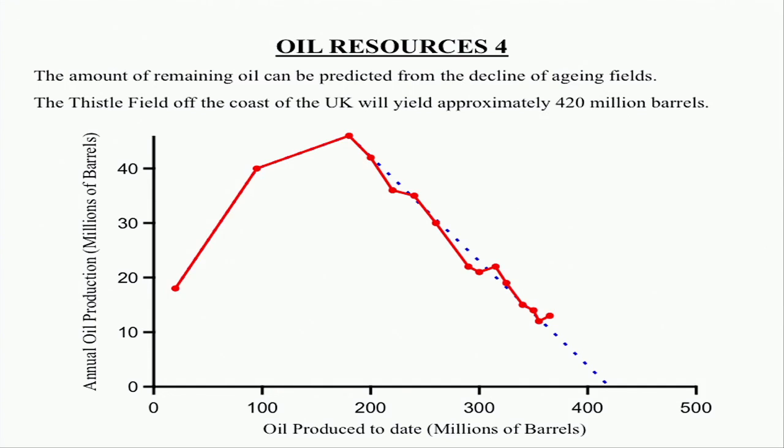So what they did was they essentially looked for the peak and produced a regression through that curve and extrapolated to the x-axis to find out the total oil that could be produced from that particular well. This particular curve is for the Thistle oil field, off the coast of the United Kingdom. They estimated, for example, that this oil well would produce in total 420 million barrels of oil. So you can apply that to pretty much all oil wells that are in production.